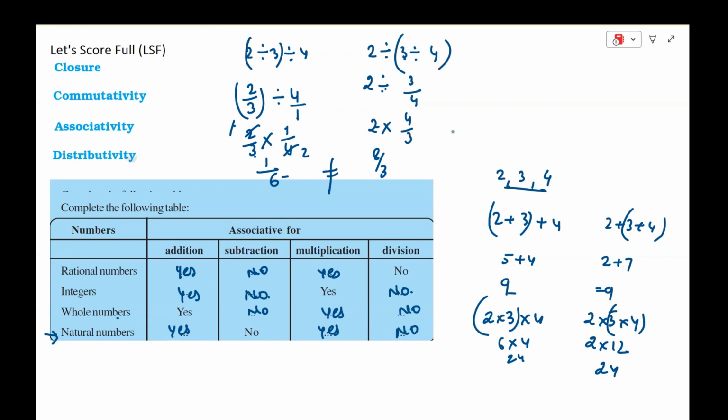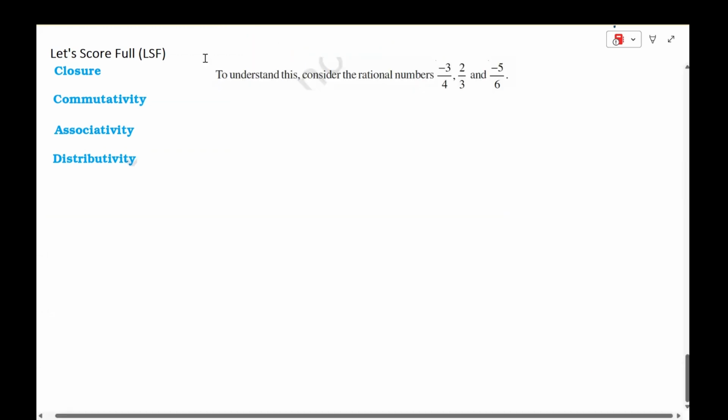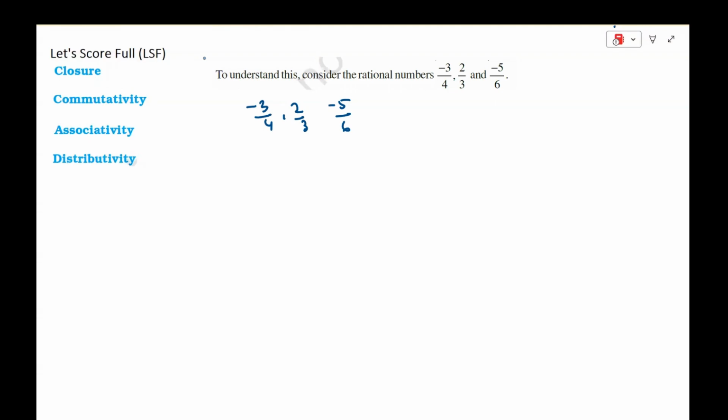Let's move to distributive property. So here, to understand this, consider three rational numbers: minus 3 by 4, 2 by 3, and minus 5 by 6. So write them: 3 by 4, 2 by 3, and minus 5 by 6. Now distributive means we are studying distribution of multiplication over addition. Distribution of multiplication over addition.